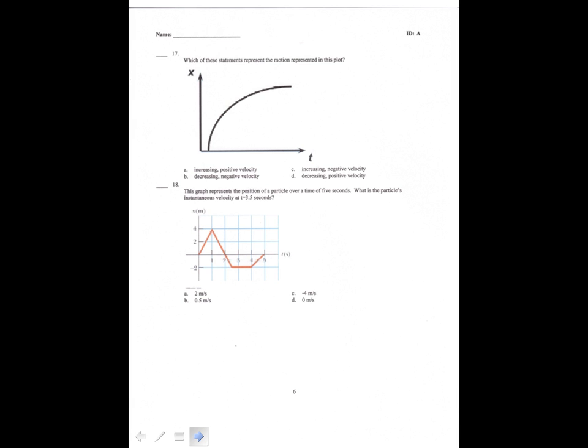Which of these statements represent the motion in this plot? We have a decreasing slope. It's big here, small here, and it's always positive. So we have a decreasing positive velocity.